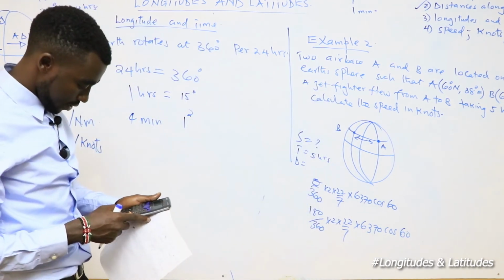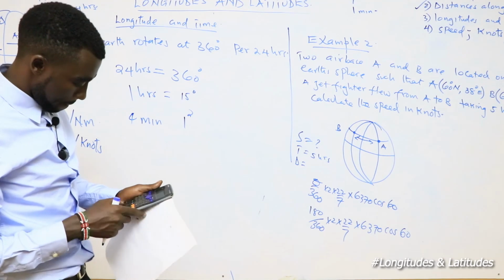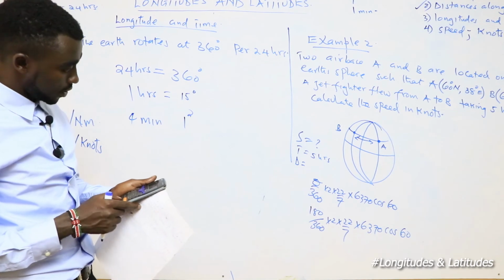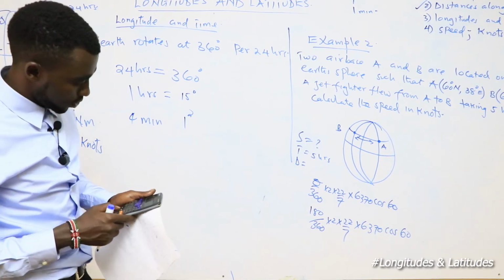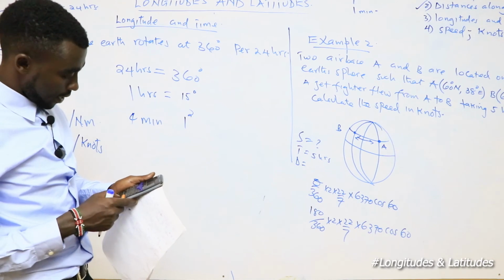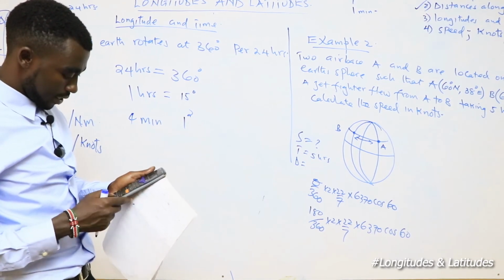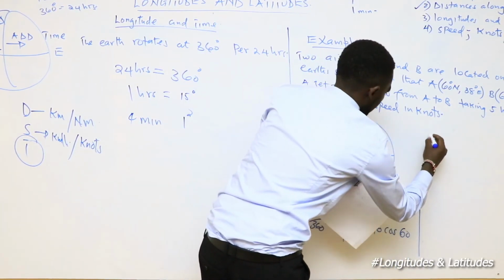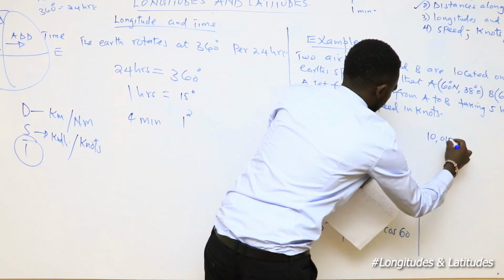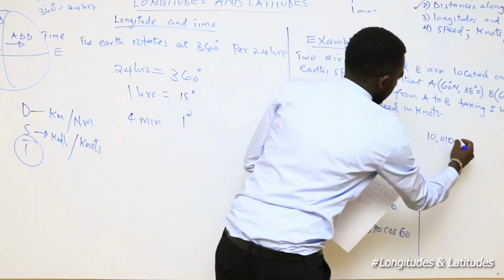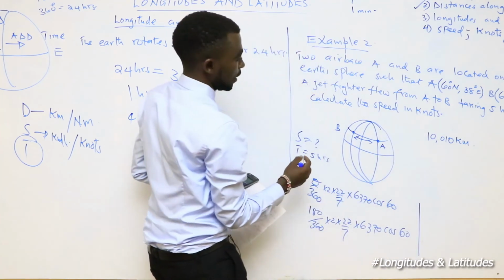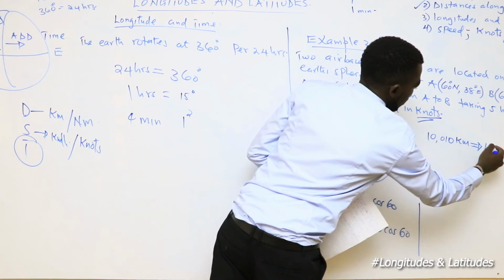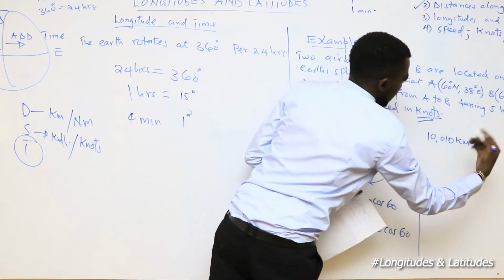So that's 180 times 2 times 22 times 6370 times cos 60. And the answer you get, you divide by 2520, and the answer you get to be 10,010, that is kilometers. So we need to get the speed in knots. So this distance should be converted to nautical miles.